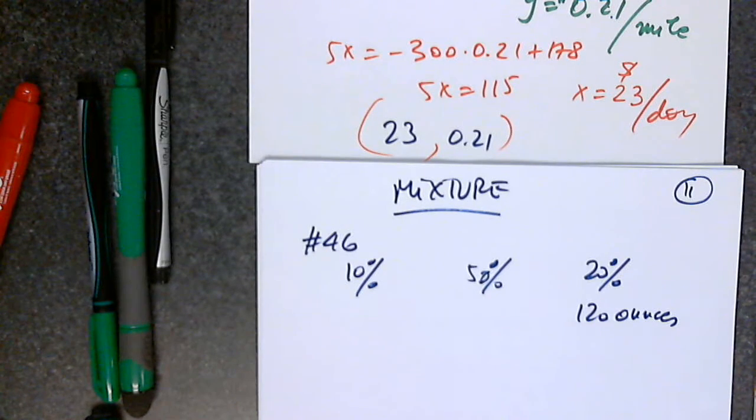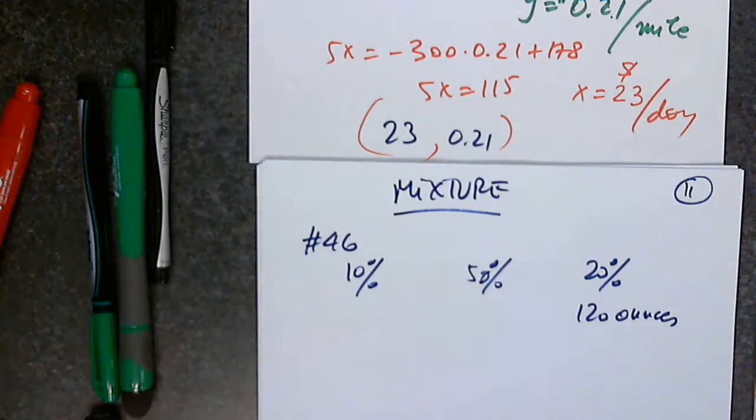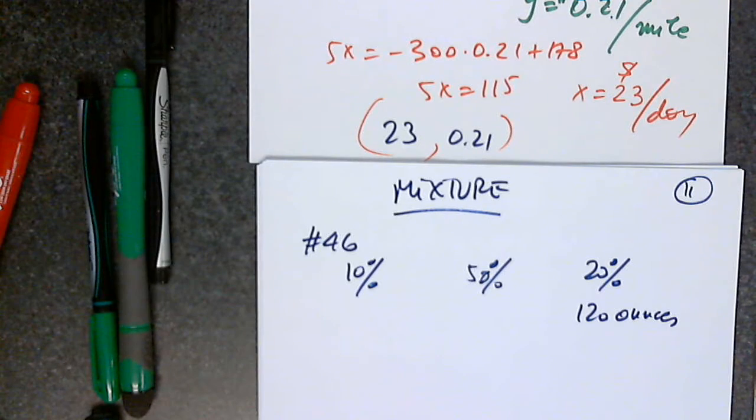The first container, I don't know the quantity, but I know 10% concentration. In the second container, I don't know the quantity, but I know 50% concentration. I have a third container, completely clean, empty. I take these two containers and completely empty them out in the third one. Here I have 20% concentration and exactly 120 ounces of fluid.